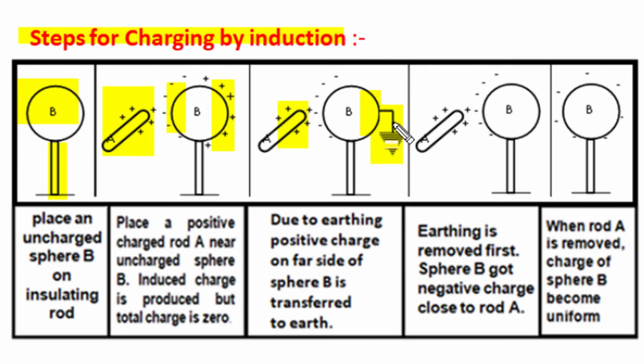Now if earthing is disconnected first and the nearby charged rod is kept as it is, this induced charge will become the net charge on this sphere. If this nearby charged object, which has produced induced charge on sphere B, is removed, then the charge on sphere B will uniformly distribute itself as shown here. So we found that charging by induction requires two things: one, presence of a nearby charged object, and two, earthing at a suitable position.